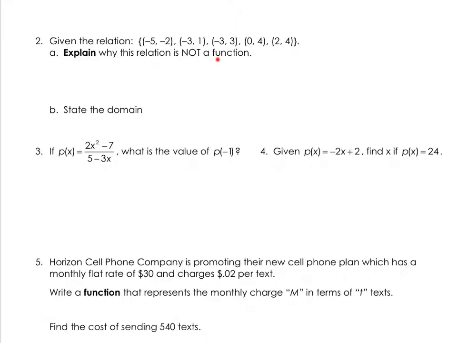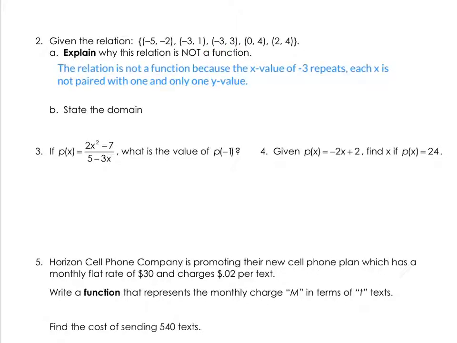So they're telling us that it's not a function. Why is that the case? Well, if we look up here, I can see that the negative 3 repeats with two different y values. So I can say that the relation is not a function because the x value of negative 3 repeats. So each x is not paired with one and only one y value.